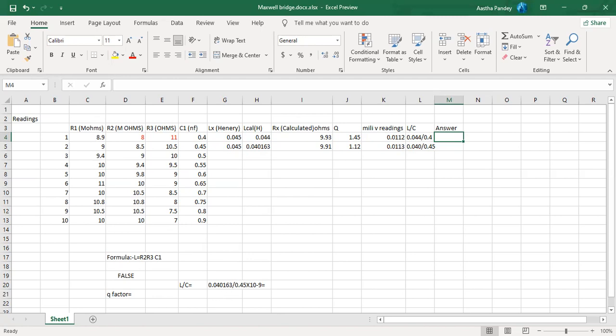So whatever you tell me, I will accordingly change the contour. So any questions here? Any questions for this Maxwell's bridge? Okay, everyone's answer is coming. Your L by C, how much did it come to? We will write it here. Okay, 0.11. We are saying 0.11. Please, all of you can verify this answer. So in this way, you have to complete this observation table.